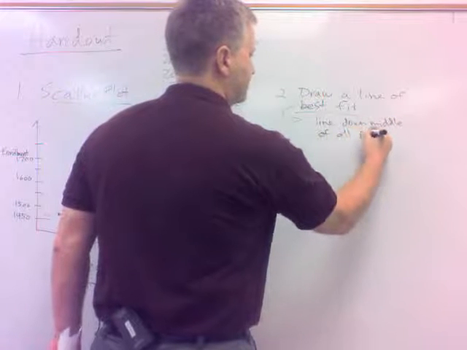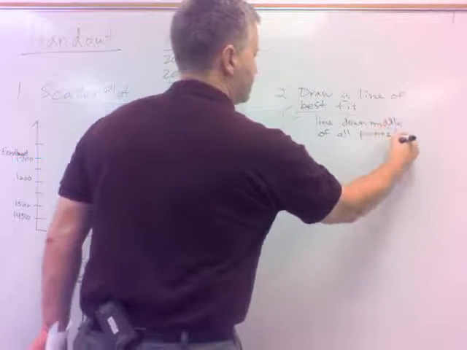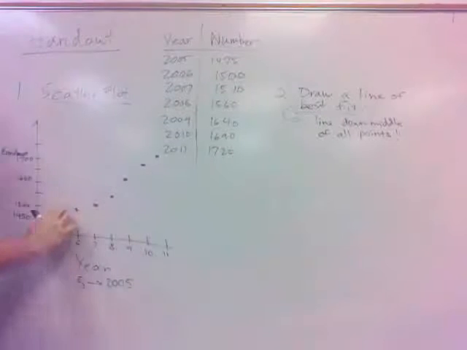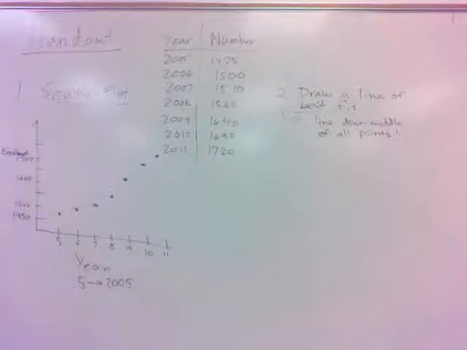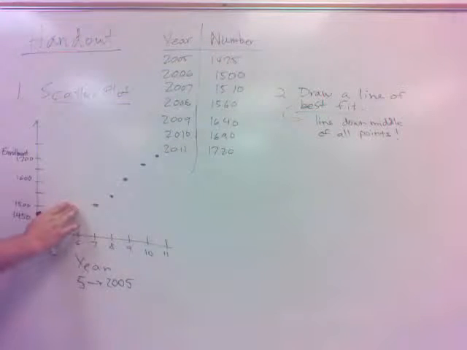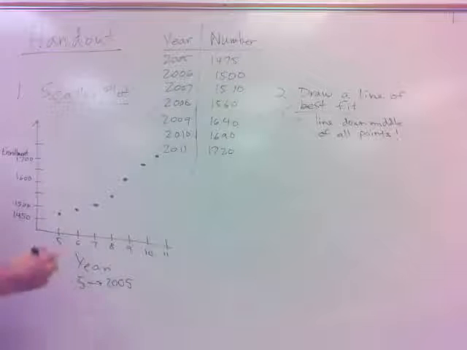With all points, as best you can, a line down the middle of all the points. And whatever two points accomplish that, you may choose two different ones that work just as well. This is kind of an approximation here.